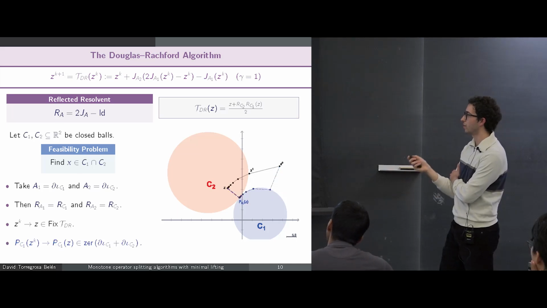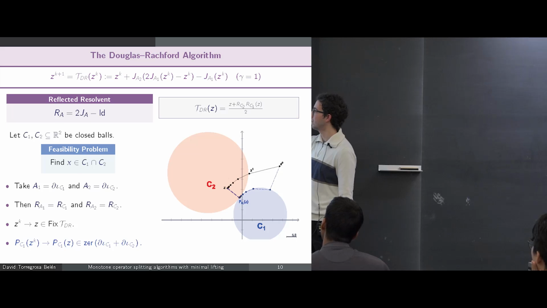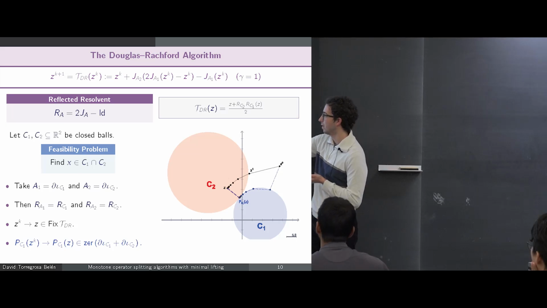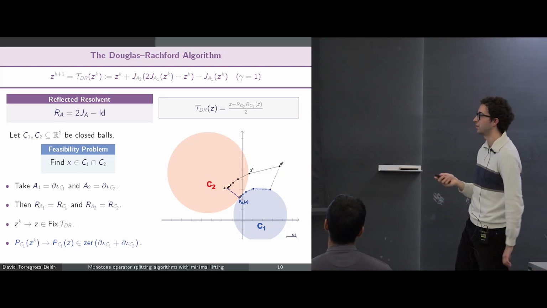So if I continue my iteration, then what I get is that the governing sequence, the sequence of the x_k, is going to converge to some point here, which is not in the intersection, but whenever I do the first resolvent, which in this case is the projection onto C1, then I do get a point in the intersection, a point in the set of zeros.